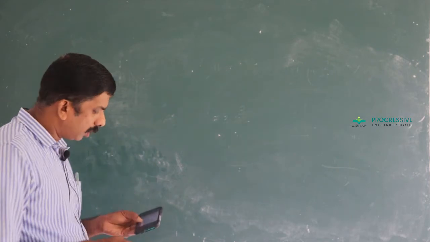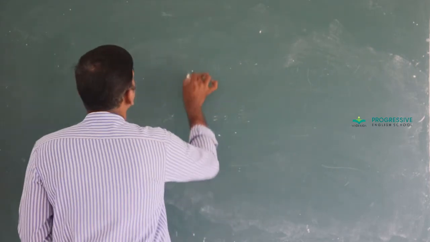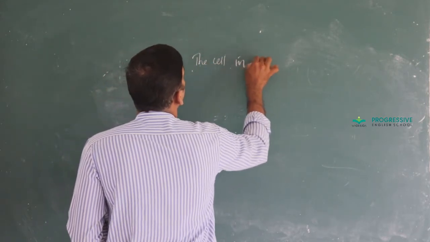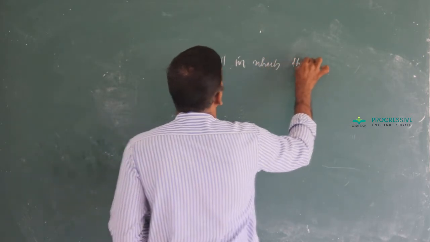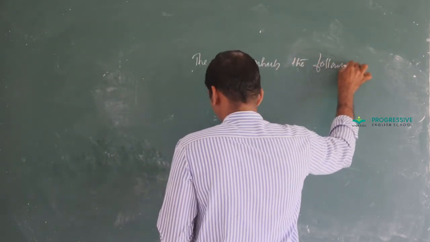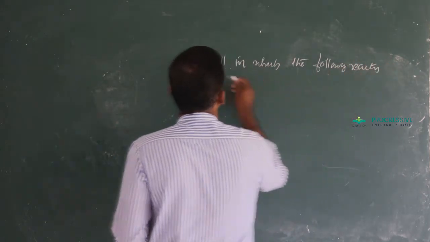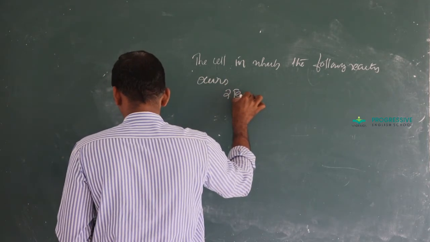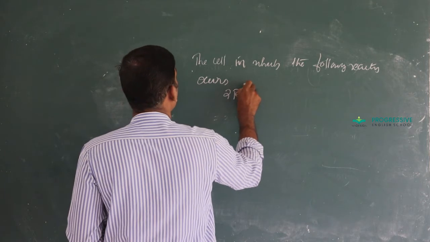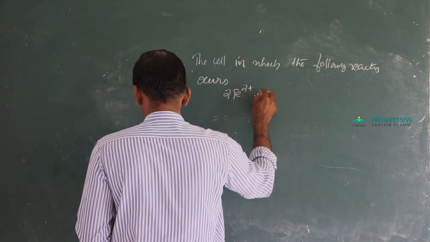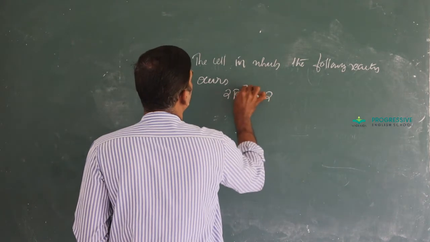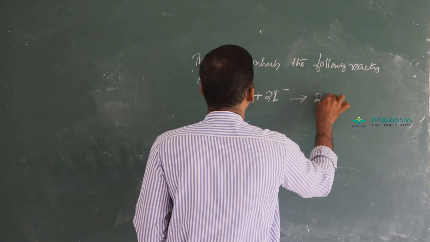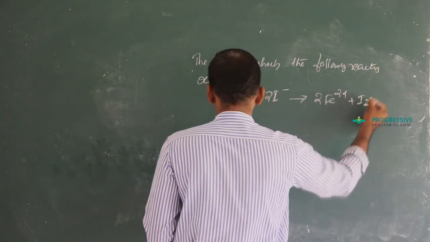Okay, take down the cell in which the following reaction occurs, that is 2Fe3+ + 2I- gives 2Fe2+ + I2.